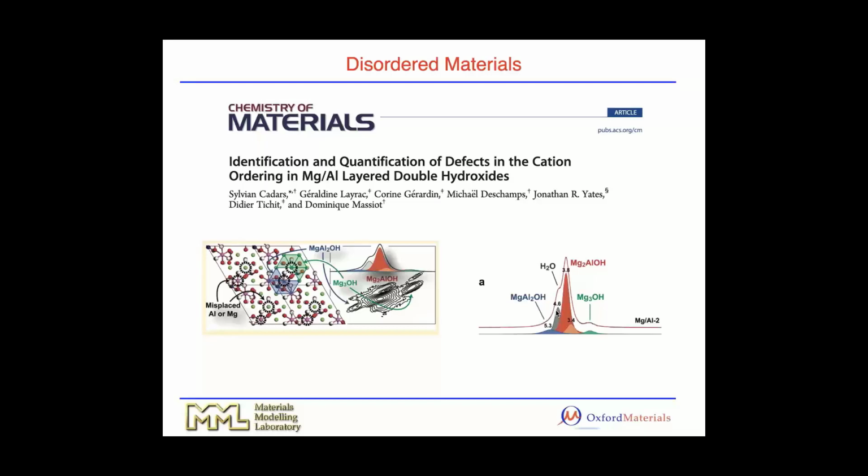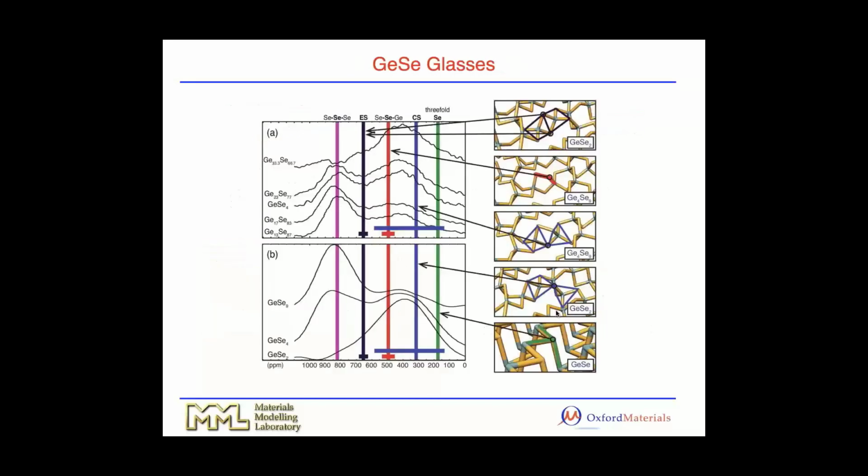So that's looking at materials that are disordered. Here's some truly amorphous materials. This is germanium selenium glasses, and you can see in the top the black traces are a variety of glassy compounds with different stoichiometries. And there are obviously peaks appearing here, and the question is, what do these correspond to? That was an open question before we got involved.